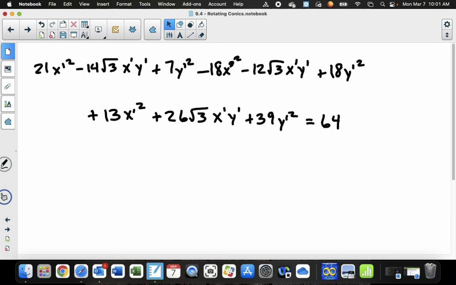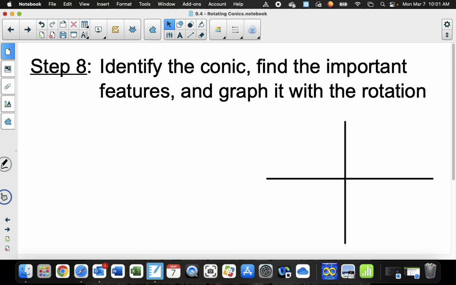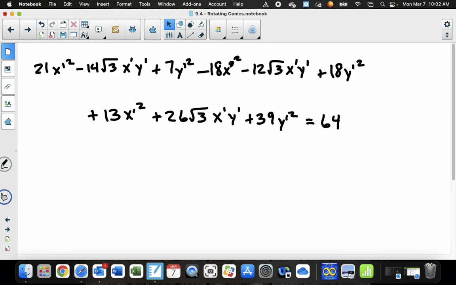Let's start at the beginning. Let's combine like terms. Looking for the x squareds. We got 21 here. Minus 18 there, so we're at 3. And there's 13 there. So now we've got 16x prime squared. All the x prime squared, just combining like terms. 21 minus 18 puts you at 3, plus 13 more. So these 3 terms, we're done.